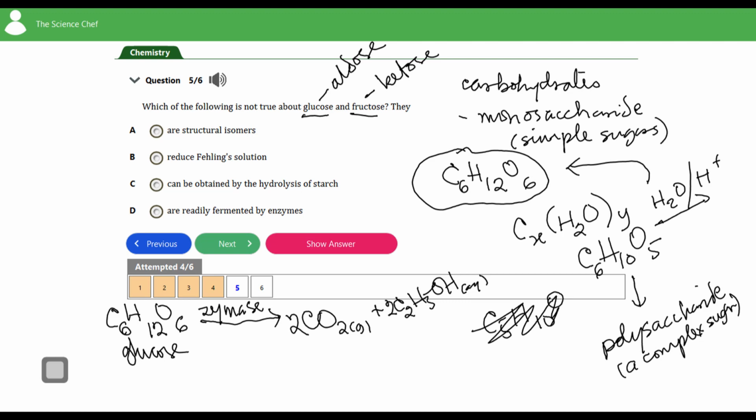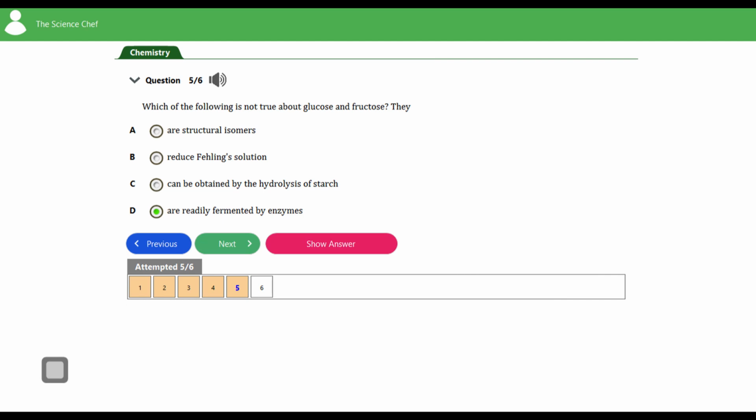Correct for both of them. But option D is wrong, because fructose is not readily fermented by what? Enzymes. It's only glucose that can be fermented by enzymes. The correct answer is what? Option D.